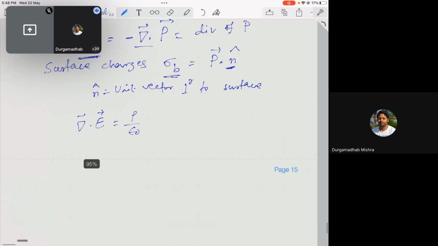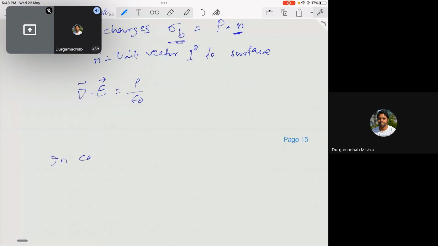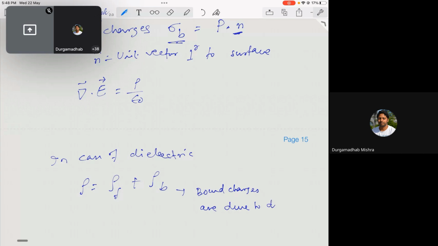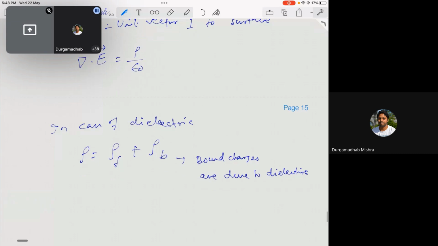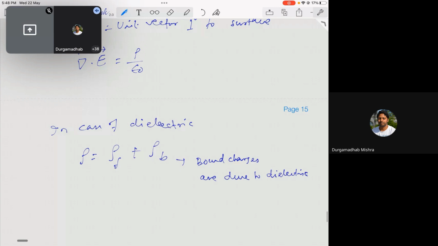what is rho in case of a dielectric? In case of a dielectric, rho can have the free charges plus your bound charges. These bound charges are due to the dielectrics. Free charges can be any charge that exists within the space where you are trying to find E. Okay.